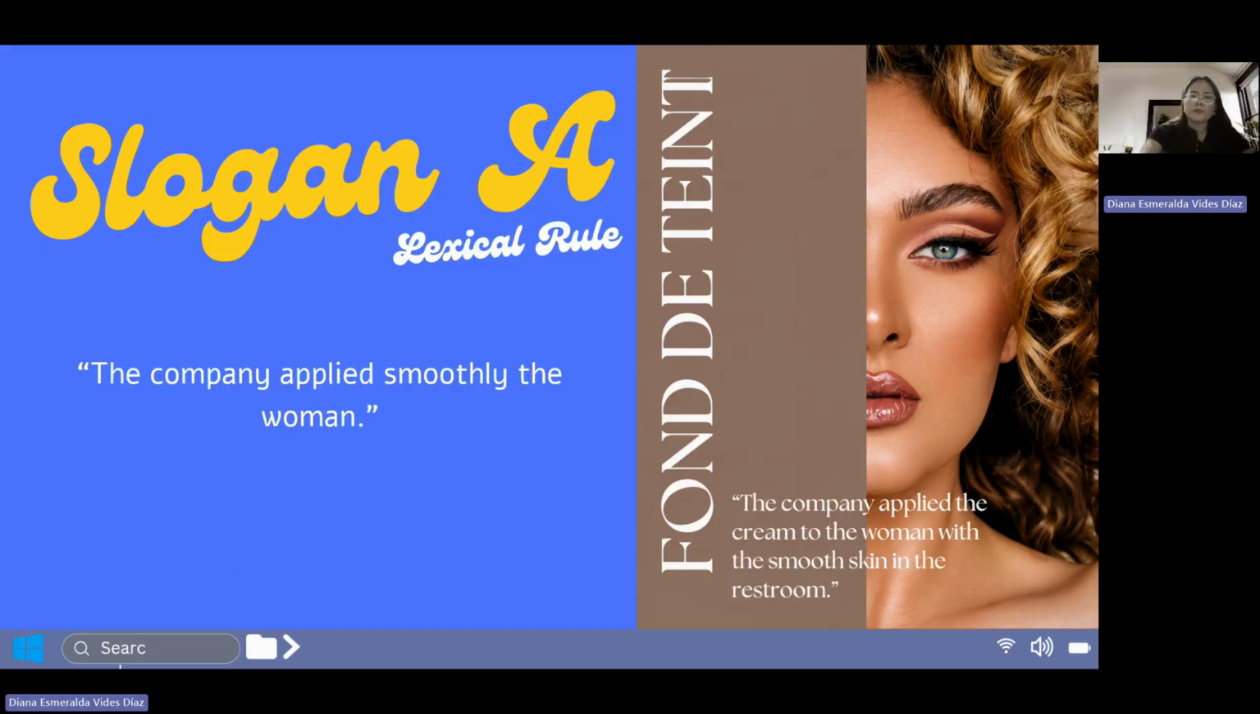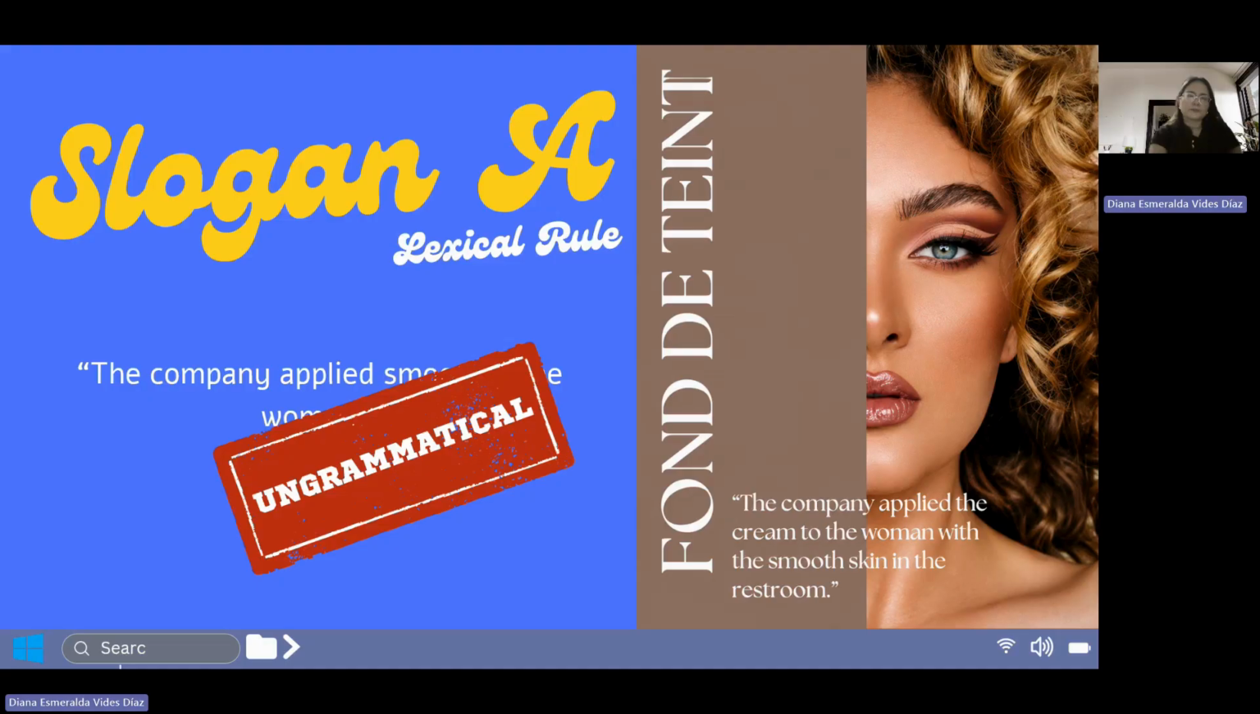Then we have the lexical rule. "The company applied smoothly the woman." This is a totally wrong sentence, and a lexical rule determines which category a word belongs to, such as a noun, a verb, an adjective, an adverb. In this incorrect revision, the word smoothly is an adverb, but it is placed where a noun phrase should appear. Because of this lexical violation, the sentence becomes ungrammatical.